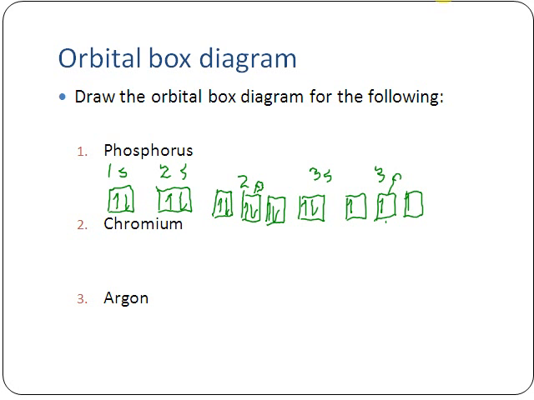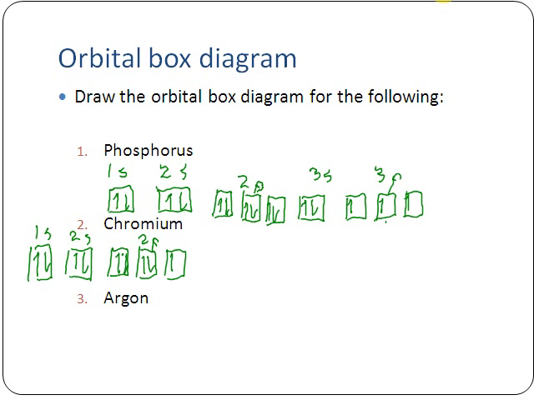Our next one here would be chromium. Chromium's a little bit larger. If you look at chromium down there, it is sitting as element 24. So let's draw out chromium. The first one would be the 1s, and that one's filled. Then we go to the 2s, and that one's filled. Then we go to the 2p, which has 3 suborbitals. So 2p right there has 1, 2, 3, 4, 5, 6, so that one's filled up.